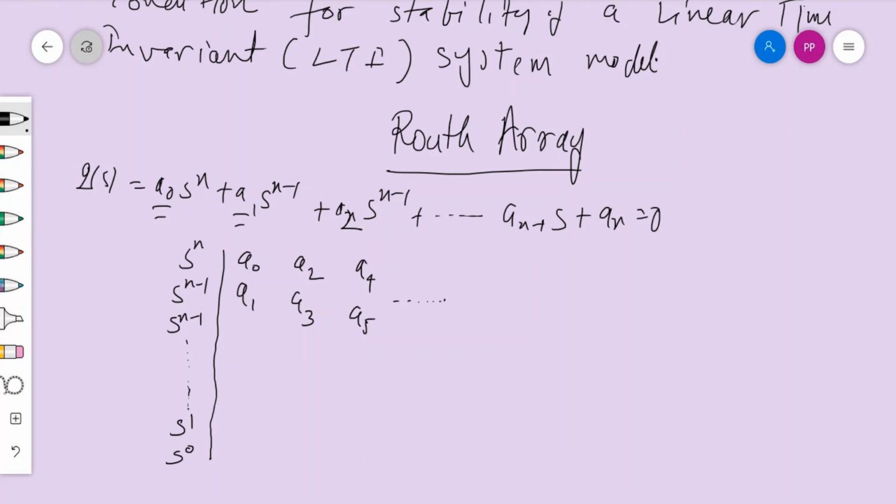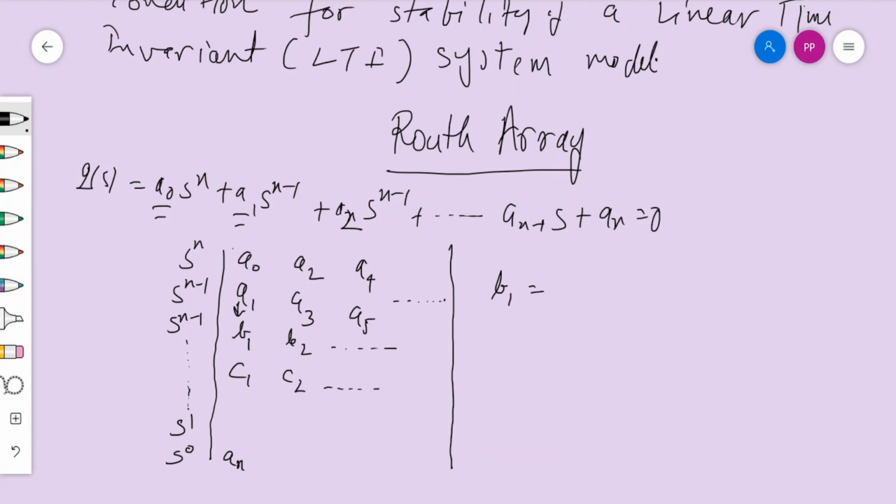Below a1 I find some new coefficients, that is b1, b2 and so on. Similarly for the next line I get c1, c2 and so on. By the end, you will see that the last term should be an. Once I form the array, I should be able to determine the values of the coefficients like b1, b2, c1, c2, like that.